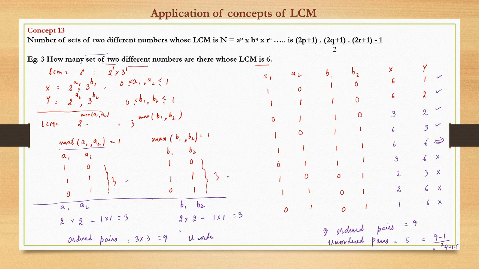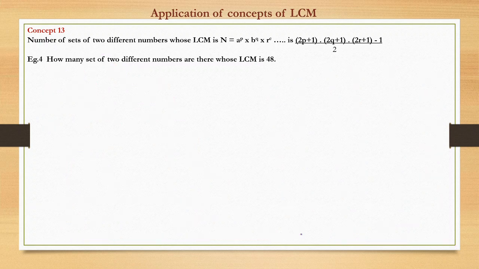Unordered pairs is nothing but what? That will be 9 plus 1 by 2, or rather we can say (9 minus 1) by 2 plus 1. Okay, so this is nothing but 5. So this way we can do this. So now we'll move to the next question.